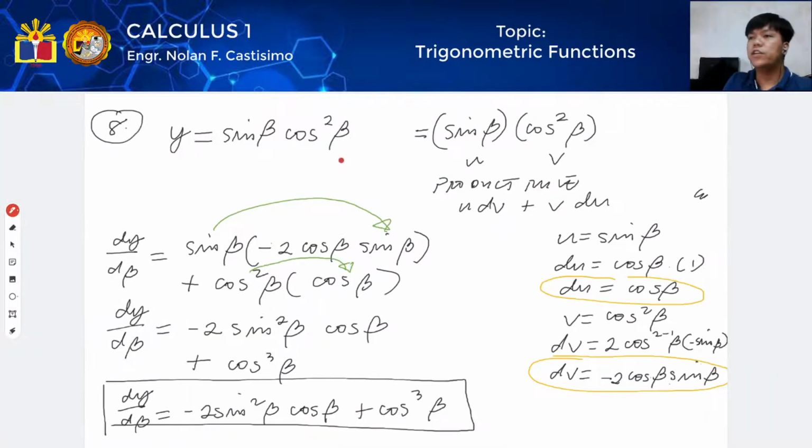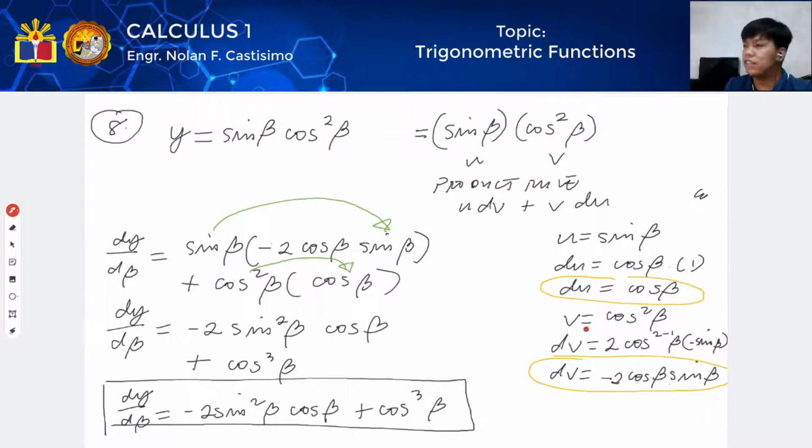Okay? Number 8. So, we have here the function y is equivalent to sine beta cosine square beta. So, ito, equal lang siya dito. Okay? Nilagyan ko ng parentheses para magmukha siyang multiplication and we can apply the product rule of derivatives. So, ililet natin u si sine b at v si cosine squared b. So, ano ang derivative ni sine b? So, we're going to denote that as du. So, cosine b. Okay? So, du is equivalent to cosine b.